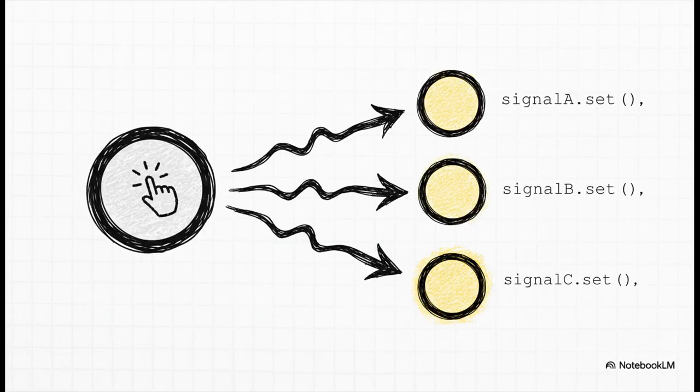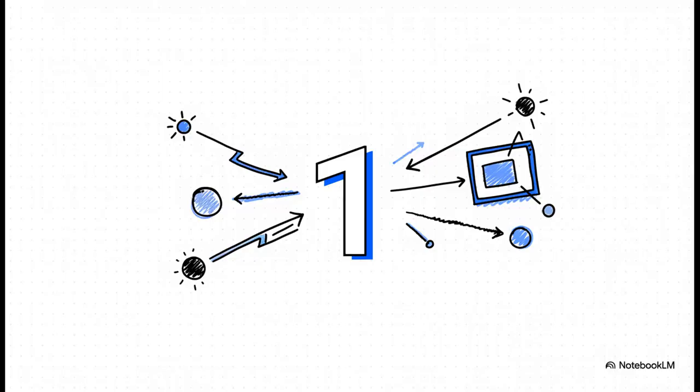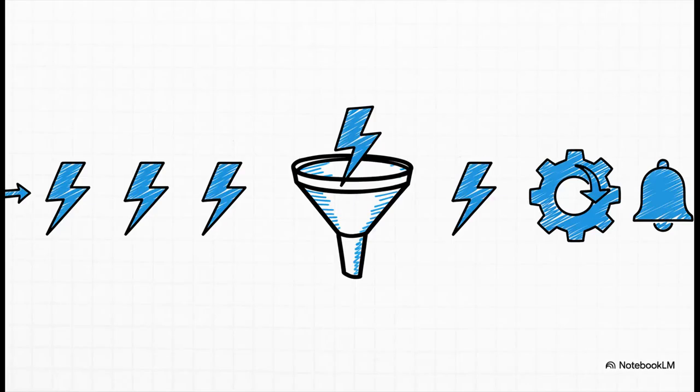Now, let's think about performance for a second. Imagine you have a button, and when you click it, your code updates 3 different signals, one right after the other, all in the same little block of code. So here's a pop quiz. If you have a single effect that's watching all 3 of those signals, how many times do you think it's going to run after that one click? The obvious answer seems like 3 times, right? Once for each change. But the answer, and this is one of the beautiful things about this system, is just once.